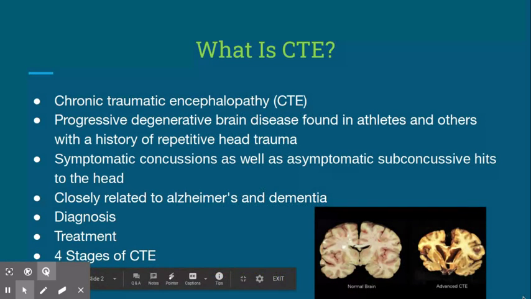So, what is CTE? CTE, or chronic traumatic encephalopathy, is a progressive degenerative brain disease found in athletes and others with a history of repetitive head trauma, typically caused by symptomatic concussions as well as asymptomatic subconcussive hits to the head over time. CTE is associated with development of dementia and closely related to Alzheimer's disease. However, there's a few differences between the two.